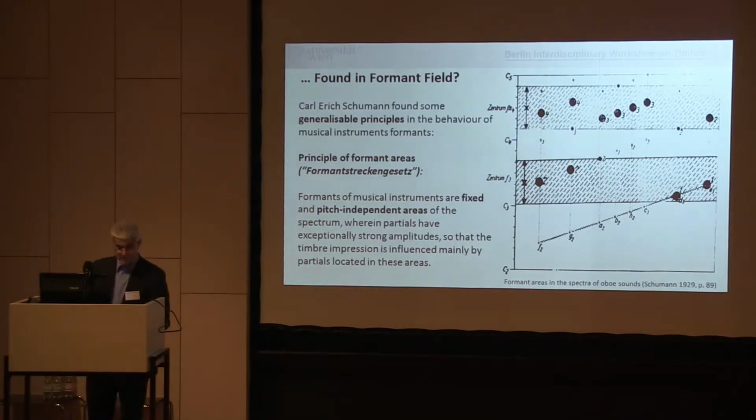Karl Erich Schumann was a pupil of Carl Stumpf. He found in 1929 some generalizable principles in the behavior of musical instrument formants. And in his habilitation thesis, Schumann could confirm the observation of Carl Stumpf and consolidate his finding in his principle of formant areas, the Formantstreckengesetz. And he says, okay, formants of musical instruments are fixed and pitch-independent areas.